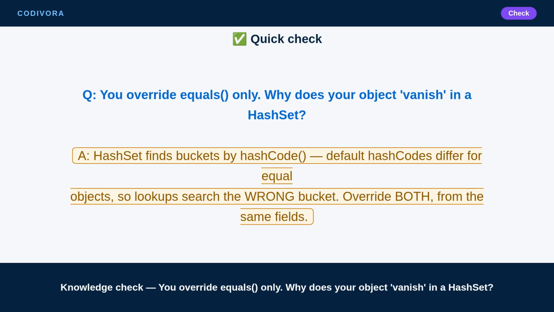Quick check. You override equals but not hashcode, and your object vanishes inside a HashSet. Why? Because the set locates buckets by hashcode, and the default hashcodes of two equal objects differ, so the lookup searches the wrong bucket. Override both, computed from the same fields.